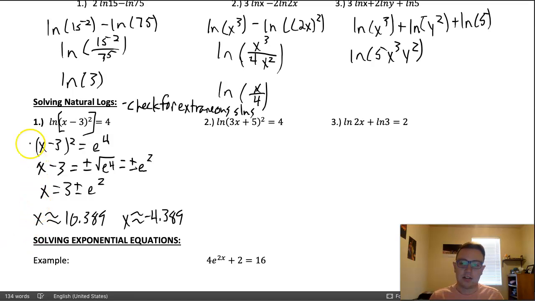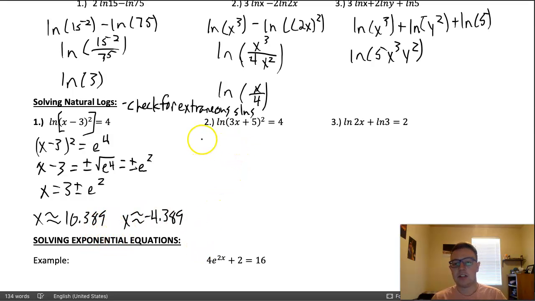And when you put in ln of 10.389 minus 3 squared, you get pretty much 4. Check it with negative 4.389 as well, ln, or natural log of negative 4.389. That gives us also 4. So neither of these are extraneous.